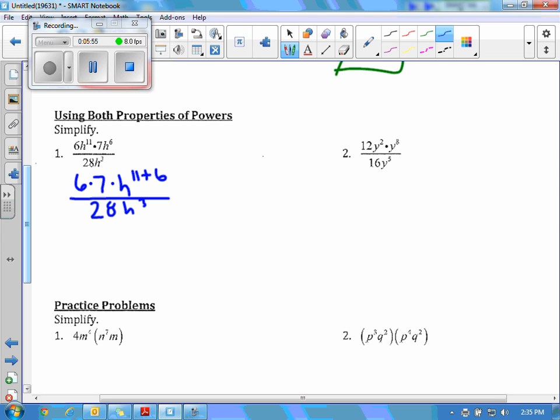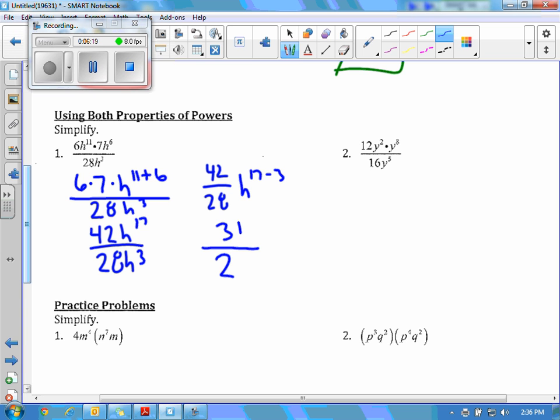Okay. Multiplying the coefficients gives me 42. Adding the exponents gives me 17. That's over 28h to the third. Now I have division, so I can simplify 42 over 28, and I can subtract 17 minus 3. So 42 over 28 reduces to 3 over 2, and I have h to the 14th, which is up top. Again, in the next section, we'll work on that. So that's all the way worked out. I'll leave number 2 for you to figure out.